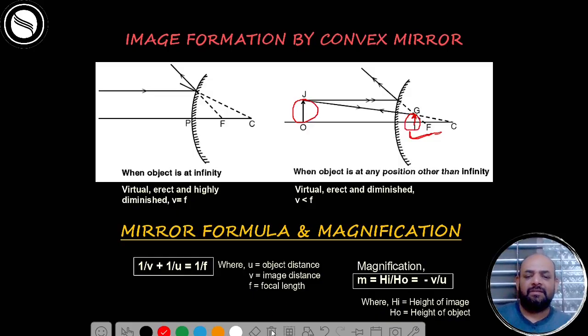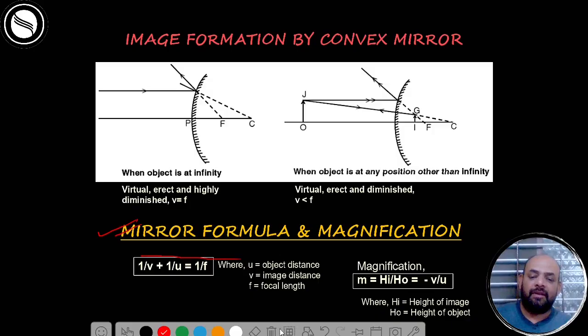So like this, these are the 6 plus 2 ray diagrams. 6 in case of concave and 2 in case of convex. So these are the 8 ray diagrams which are important, and similar ray diagrams we have for lens also. Now the last point of this reflection is the mirror formula.